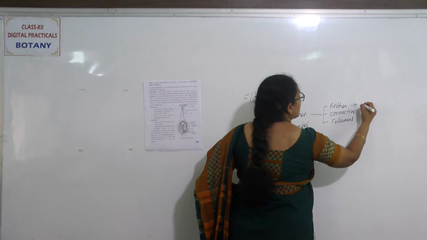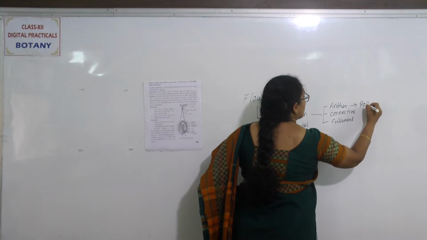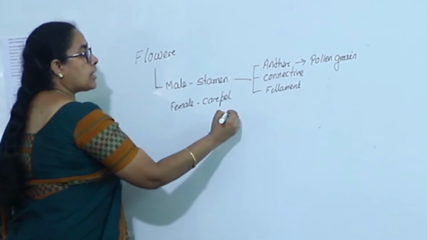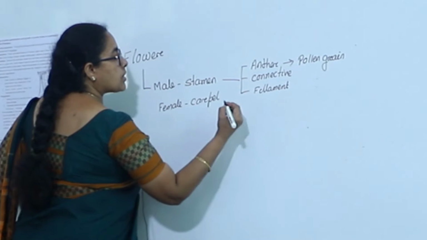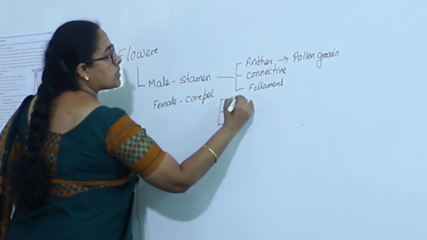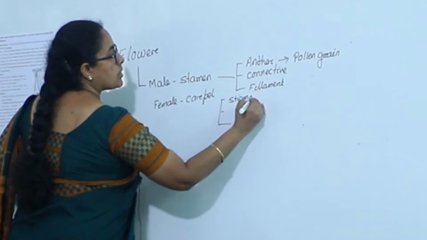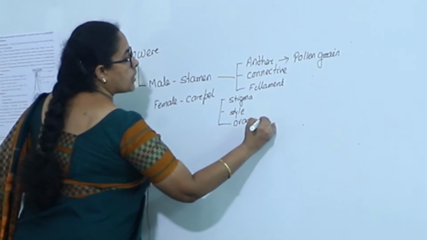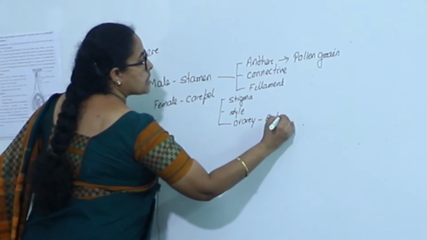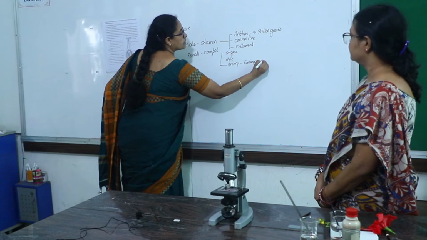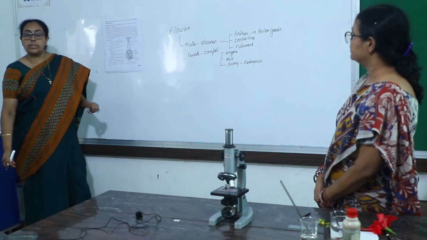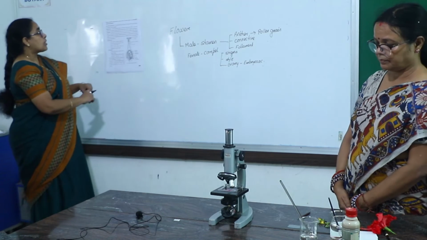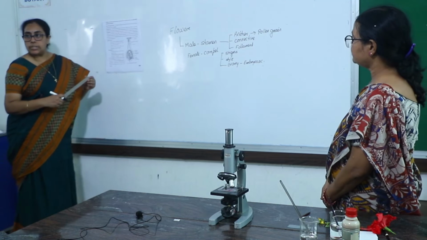Anther contains the male gametophyte, that is the pollen grain. Similarly, the carpel contains three parts: the receptive part, that is the stigma, the style and the ovary. Ovary contains the embryo sac. So the pollen grain, which is the male gametophyte, when it falls on the stigma, it germinates.